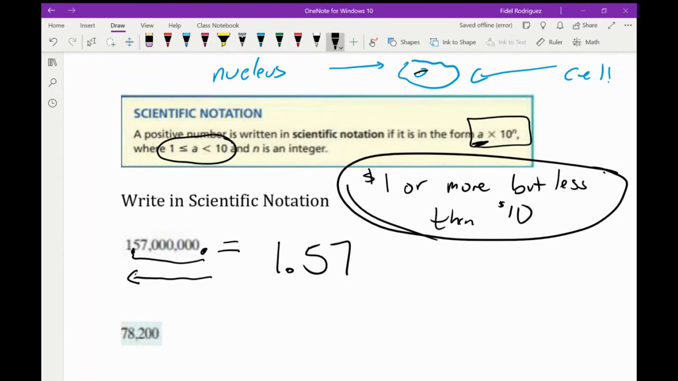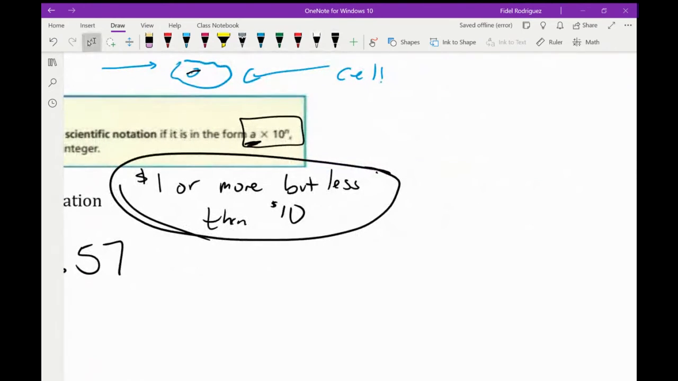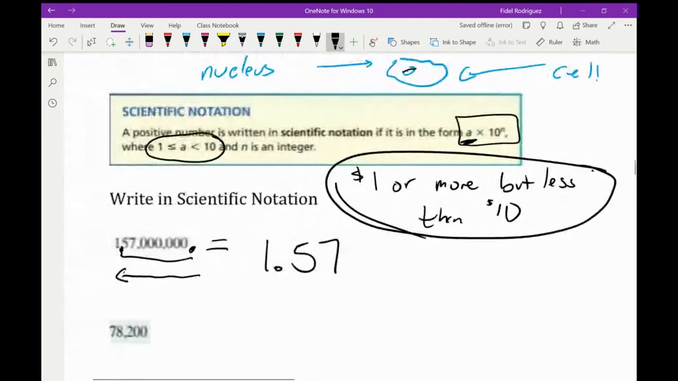And the reason why I'm putting it there, I want y'all to think about that for a minute. If I put it right here, that would be like a little bit more than 15 cents. And if I put it right here, that would be $15.70. And it has to be $1 or more, but it has to be smaller than 10. And that's why these here wouldn't work, right?